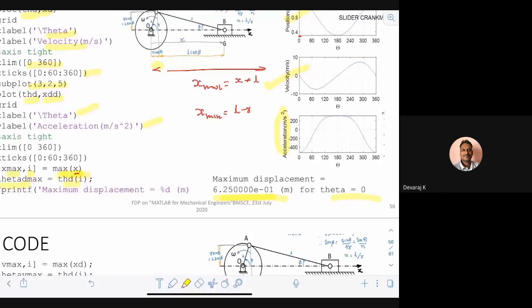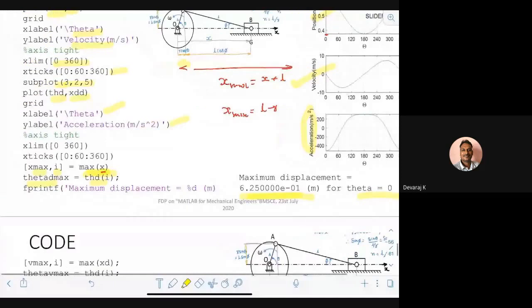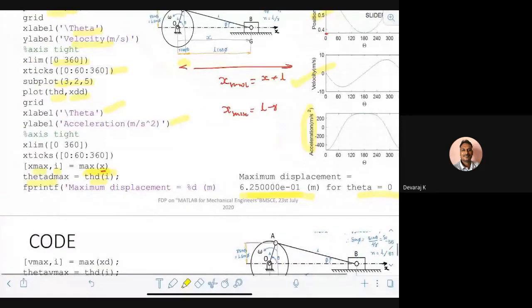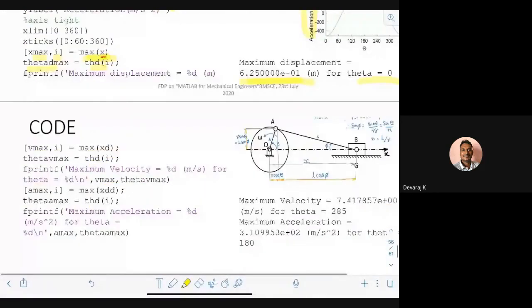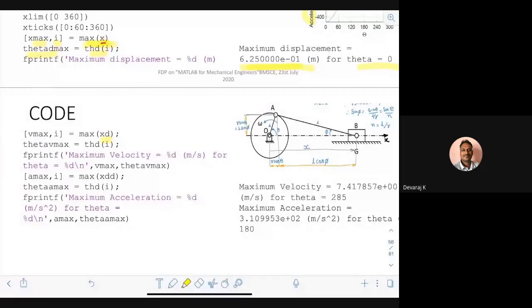Okay, so you can easily find out the maximum value of X, not only that, but also the location. Similar to the problem Professor Narari solved, you can find out at what location the cable value changes from tension to compression. Similarly, you can get the maximum displacement. You can also get the maximum velocity. So the maximum of Xd will give me the maximum velocity.